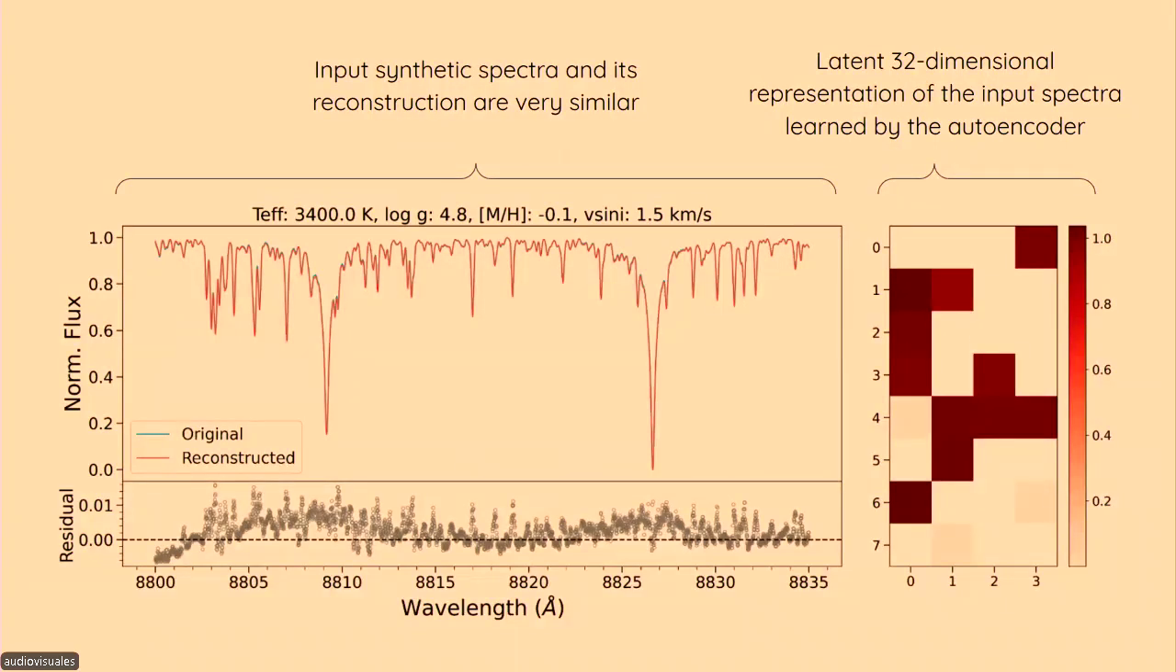For you to get an idea, the input dimensions are 3,501, so we reduce them to 32 dimensions. And this is the latent space, the low-dimensional representation that is learned by the autoencoder. This is actually a 32-dimensional vector. It has been reshaped to a matrix just for the visualization.